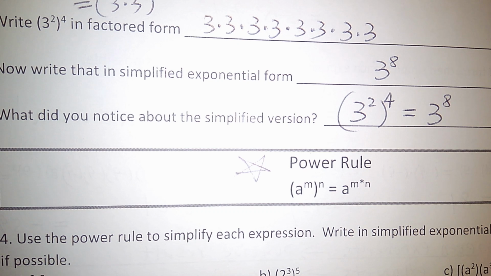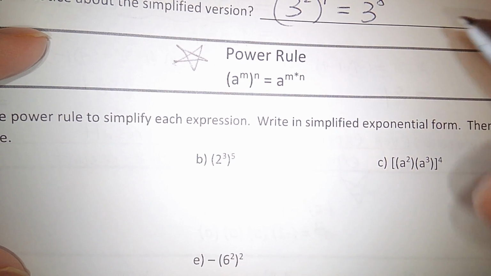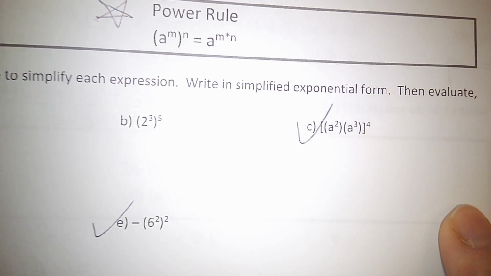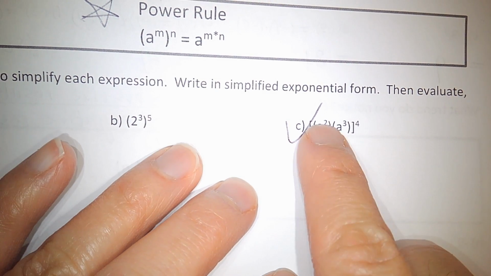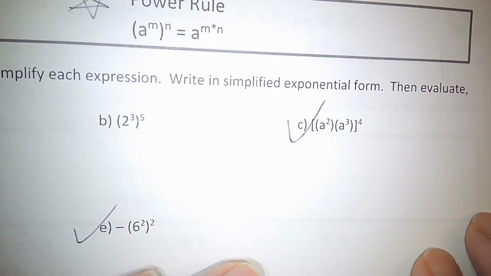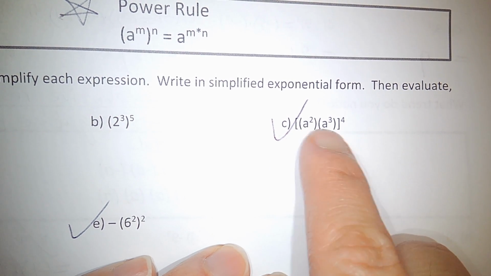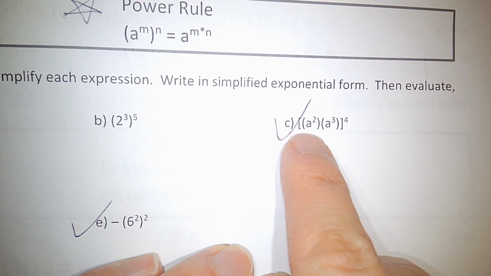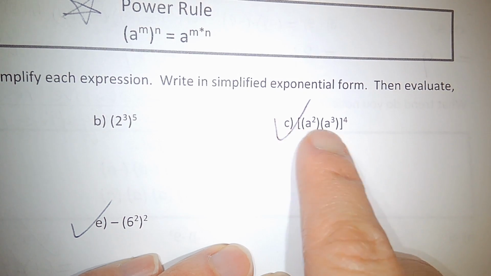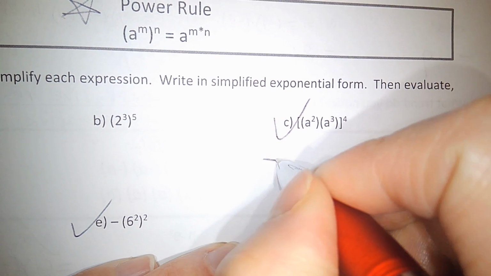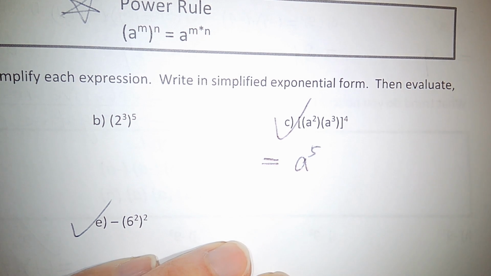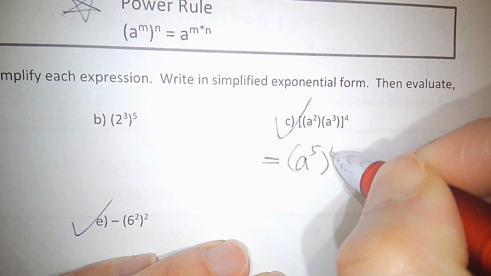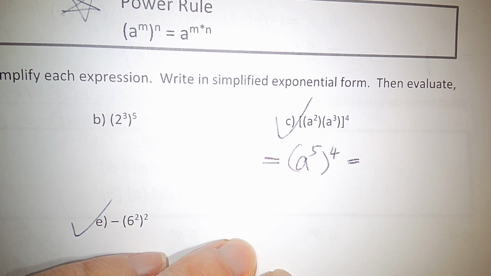You ready to practice? Let's do some questions. Let's do C: a squared times a cubed, then to the 4th power. We have a pair of brackets, right? So we always deal with parentheses first. We have to do the inside of the brackets: a squared times a cubed. That gives us what? a to the 5th, by using what rule? Product rule, right? Remember which rule we're using. Then to the 4th power. We should have a to the what?